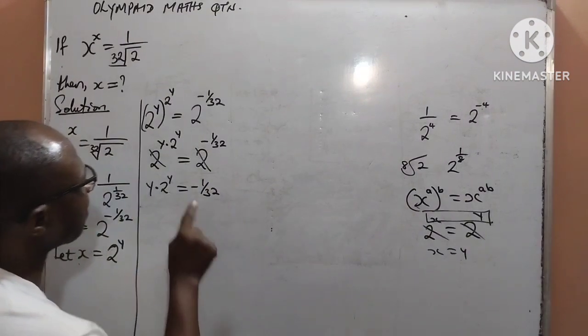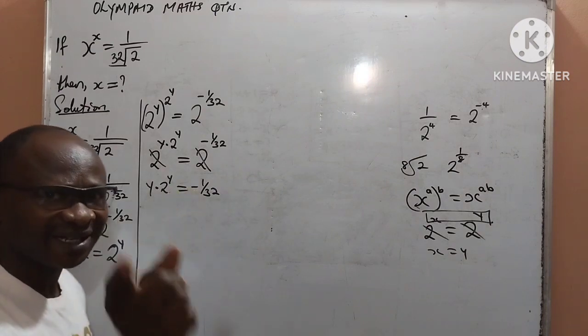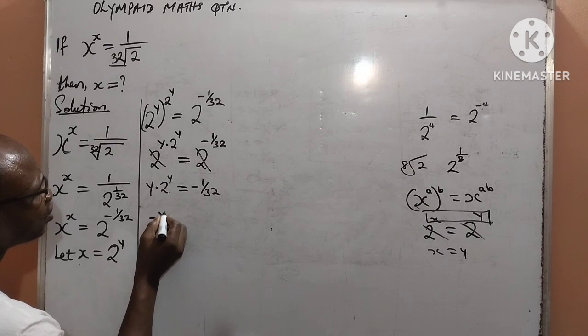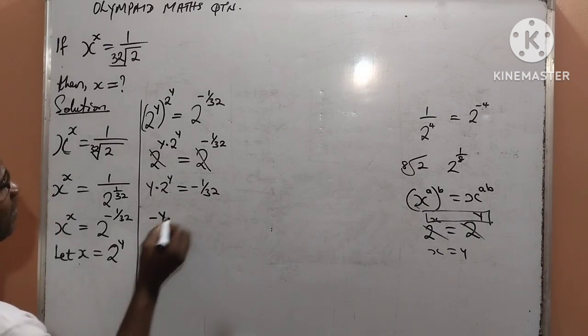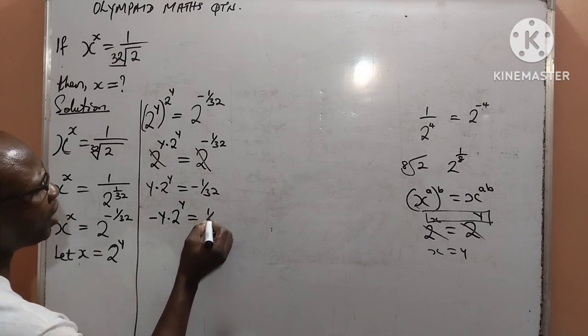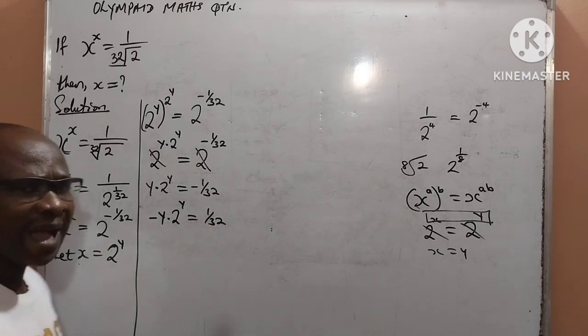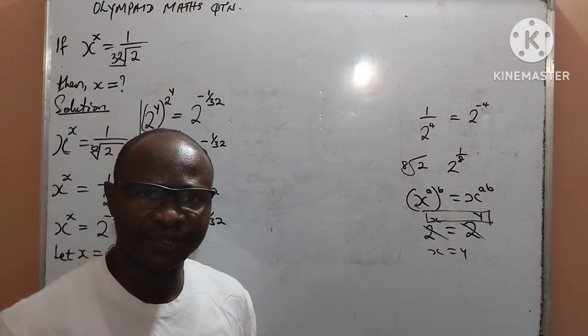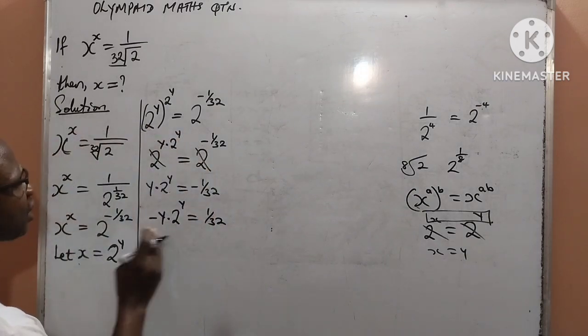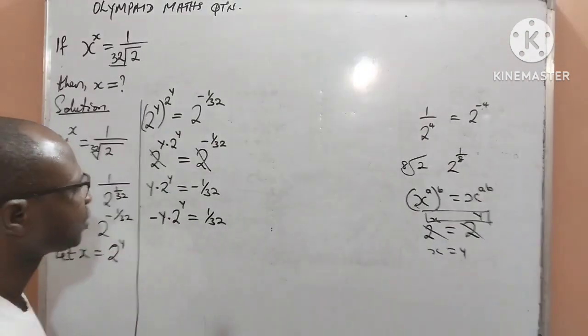The reason is because I want to move this negative sign by the right hand side to the left hand side so that I can now have minus y multiplied by 2 raised to power y is equal to 1 all over 32. I can now take the logarithms of both sides, but this logarithm I will take to base 2.